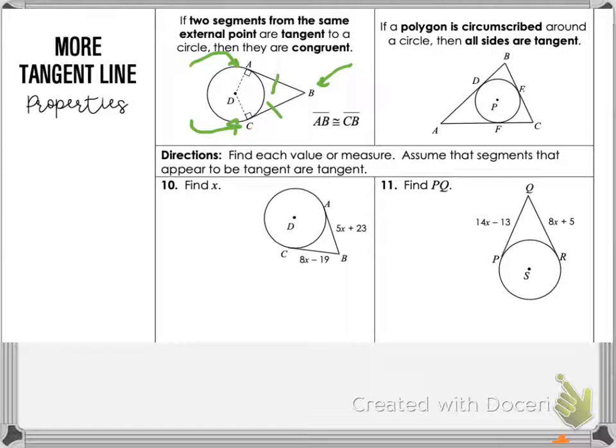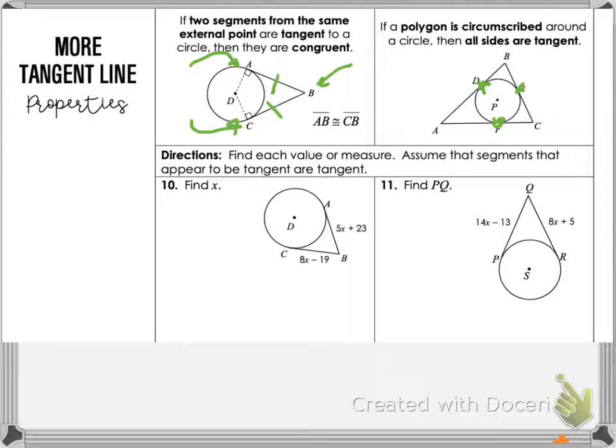Okay, and this makes sense because circumscribed does mean you're coming in contact with the circle, one point for each part of the polygon. All right, so let's try number 10. Find each value or measure. Assume that segments that appear to be tangent are tangent.